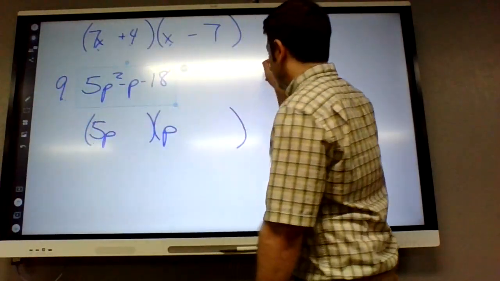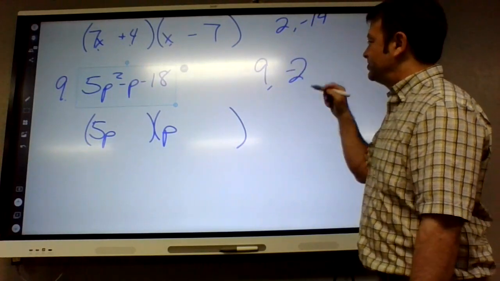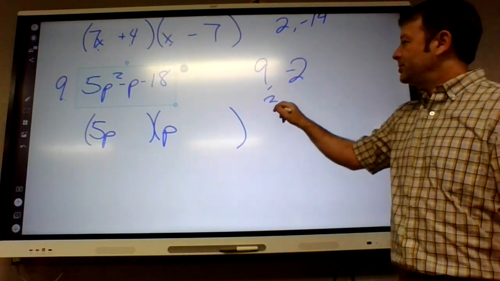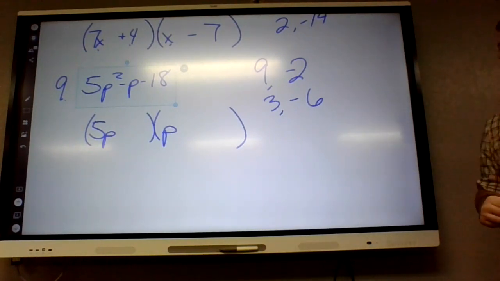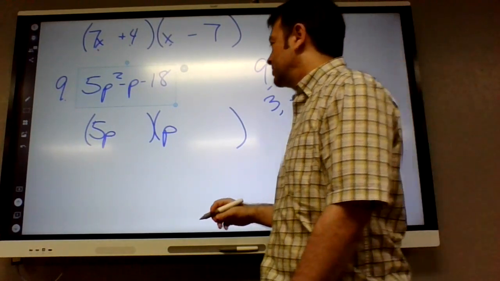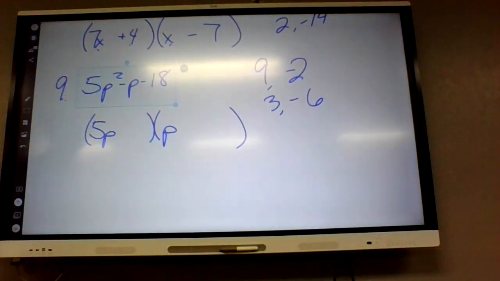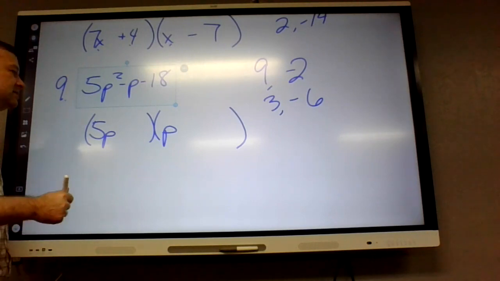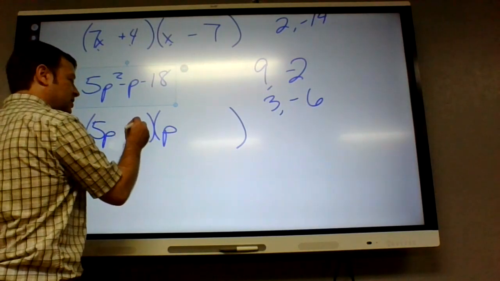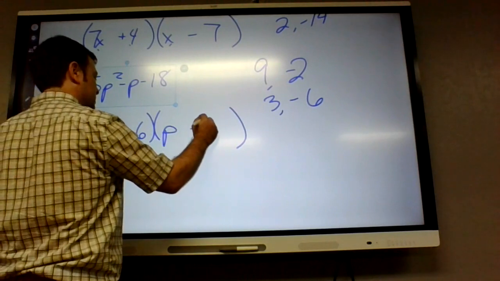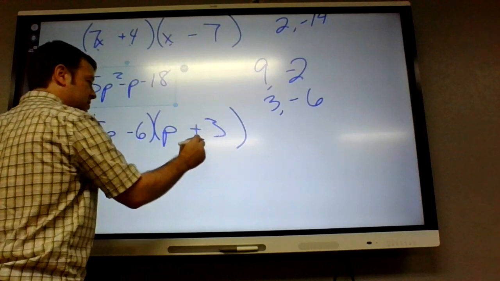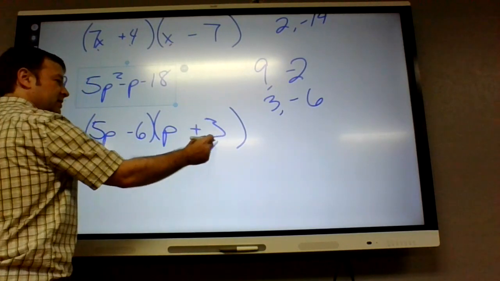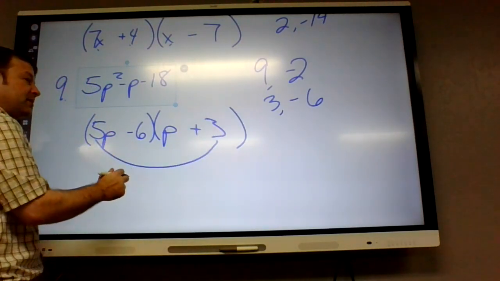Could be 9 and 2. One of them has to be negative. Could be 3 and 6. Probably not 18 and 1. Yesterday we had some of those, but not likely. Alright, which one do you want to try? Negative 6, positive 3. Okay, I think Xander's working ahead here. I'm not. I just did it kind of in my head a little. Okay, actually you're wrong this time. Well, you gave a very specific answer, so I thought you maybe figured it out.